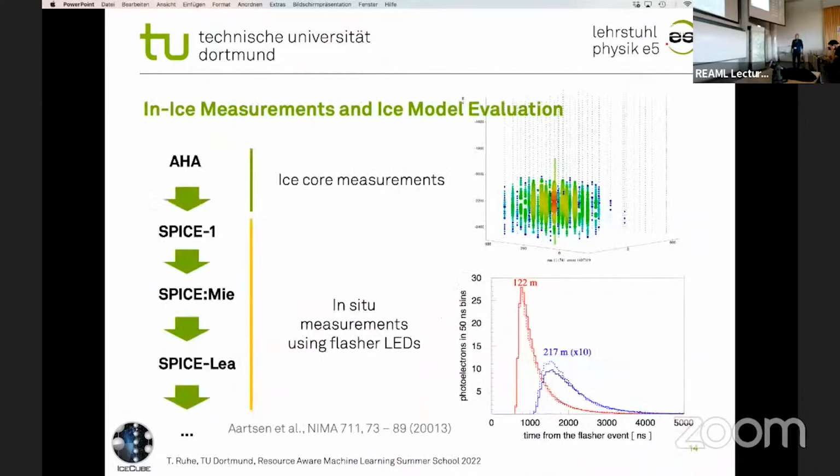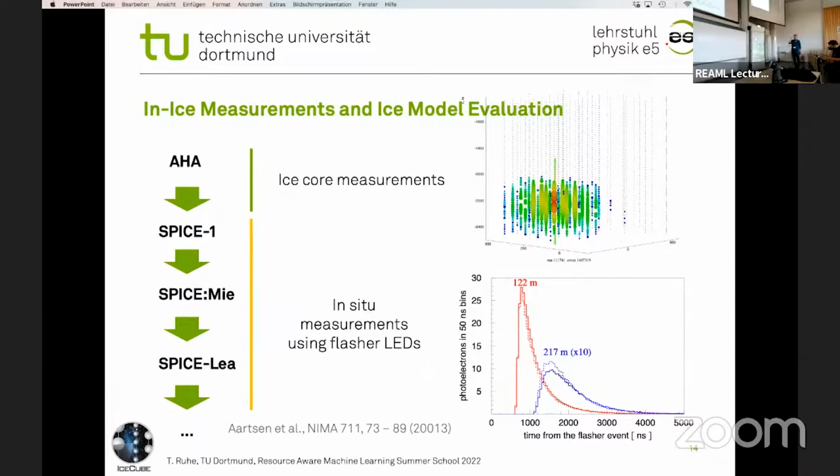Okay. The good thing is our ice measurements have improved over time. We started out with actual ice core measurements. So people went to the South Pole, drilled ice cores and analyzed them in a lab with lasers, I guess. That was the very first ice model. It was not perfect. The other ones are not perfect either. But we have replaced this with in situ measurements.